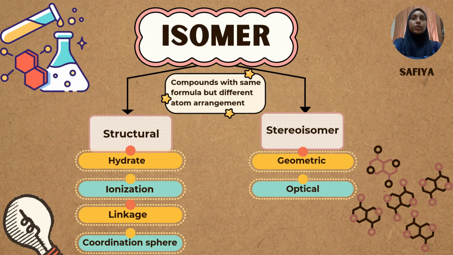Now, we will get into the isomerism. Isomers have the same formula but different arrangements. There are 2 main types, structural isomers and stereoisomers. Structural isomers have different connections between atoms, while stereoisomers have the same connections between atoms but different shapes in space. There are 4 kinds of structural isomers, which are hydrate, ionization, linkage, and coordination sphere. For stereoisomers, there are geometric and optical.